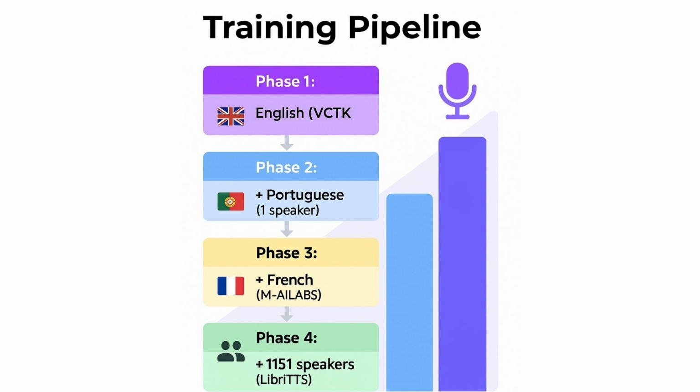For English, they used the VCTK dataset, which is quite large, with around 109 speakers. In some experiments, they also added even more English speakers from the LibriSpeech dataset. For French, they used the M-AI Labs dataset, which added another 5 speakers to the training. And for Portuguese, they intentionally used a dataset with only a single speaker.